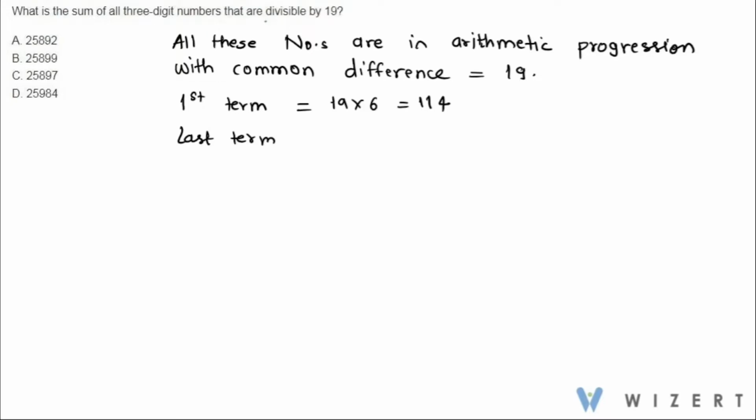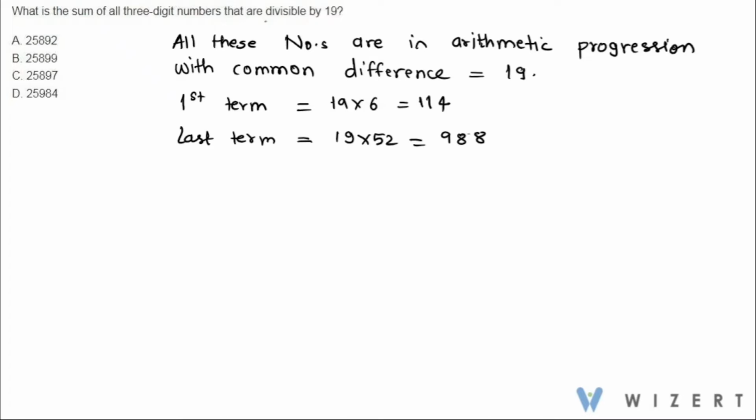To find the nearest to 1000 three-digit number that is divisible by 19, we start with 19 fives are 95, so 950. Now there are only 50 numbers left to complete 1000. So in 50 we can accommodate two more numbers, that is 19 into 52, which is 19 twos are 38, 19 fives are 95, plus 3 is 988. So 988 is the last term of this arithmetic progression.